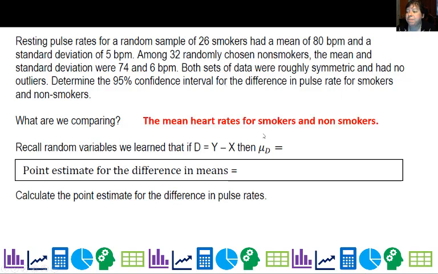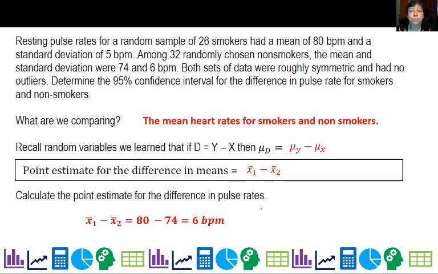So what are we comparing? The mean heart rates for smokers and non-smokers, all right? Recall that we're going to use random variables again like we did on the difference of proportions. So to find the mean of the difference, we just subtract the mean for each of these samples. So our point estimate is going to be x bar 1 minus x bar 2. In this case, 80 minus 74, or 6 beats per minute. So that's our estimate for how far apart they are.